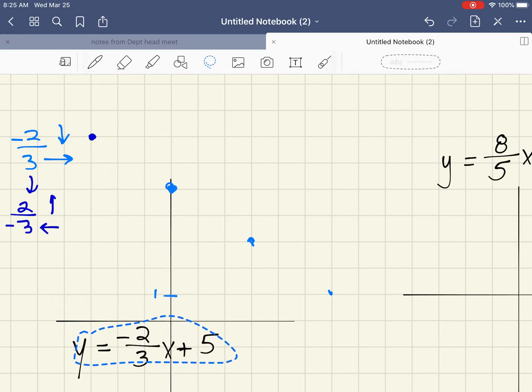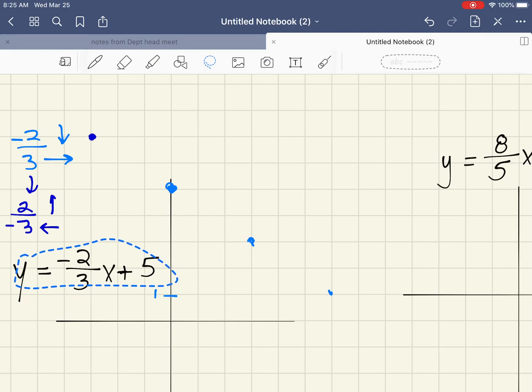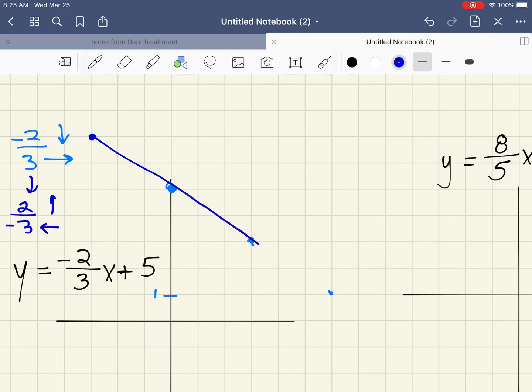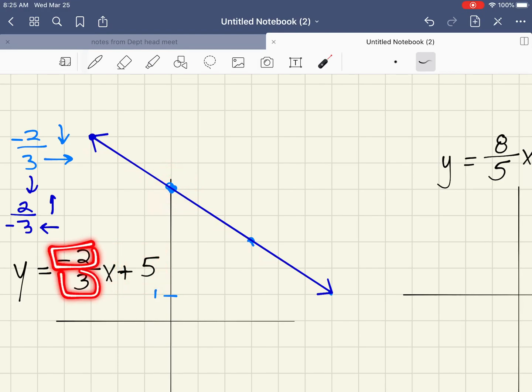I'm going to move my equation so I don't lose it. Looks good there. And then I'm going to graph my line. The more points, the better. And then it goes on forever. So again, y-intercept here, which is the 5, and the slope down 2, right 3, down 2, right 3.